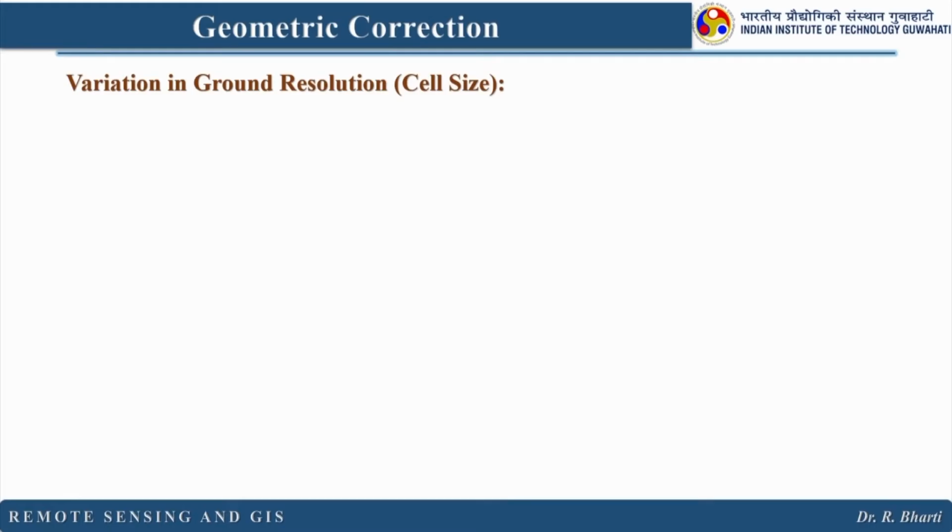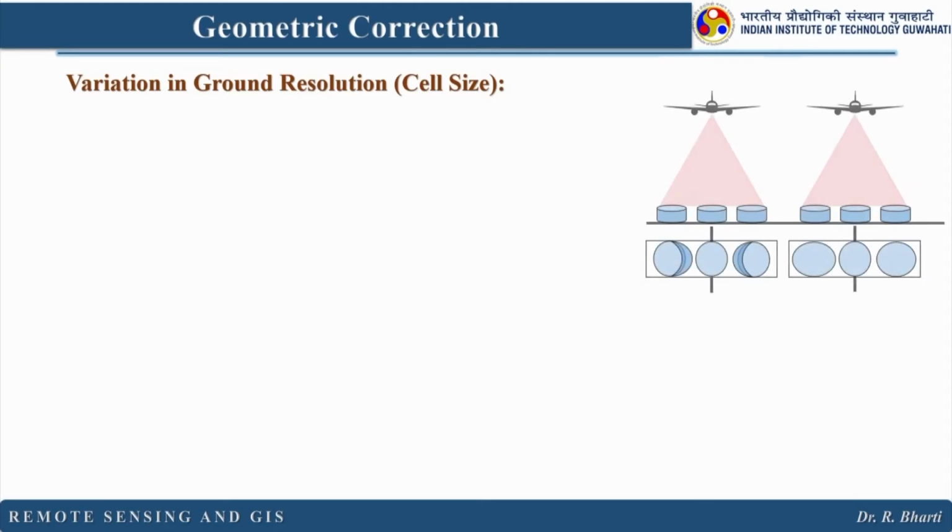And now, there is another concept, the variation in ground resolution cell size. How is this changing?